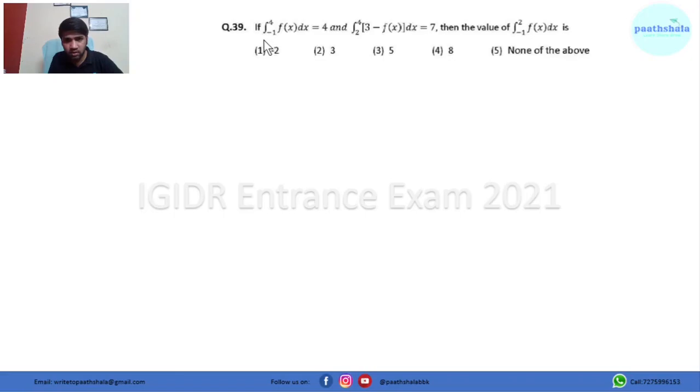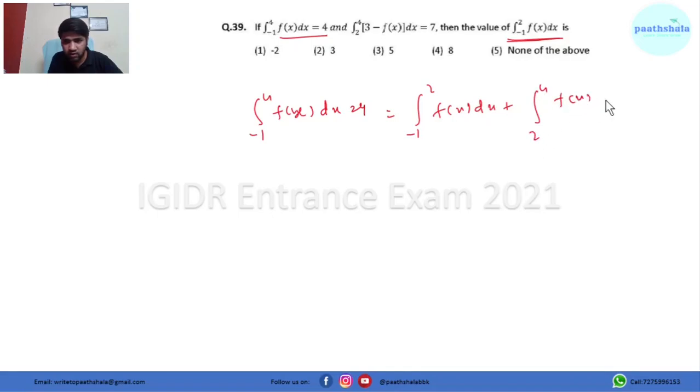Here in this we are given the integral from minus 1 to 4 of f(x) dx equals 4, and this integral is also given: from 2 to 4 of (3 minus f(x)) dx equals 7, and it is asking us to find out this integral from minus 1 to 2. So let's look at the first integral. It is minus 1 to 4 f(x) dx equals 4. We can break down this integral as minus 1 to 2, let's say f(x) dx, and then 2 to 4 f(x) dx, and it still has the value 4.